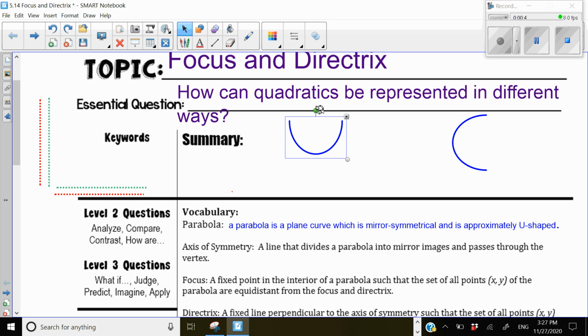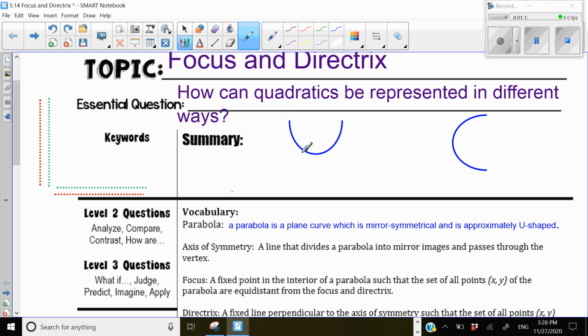Your parabola could face upward or downward. It could also face to the right side or face to the left side. All these are called parabolas. What is axis of symmetry? A line that divides a parabola into mirror images and passes through the vertex.